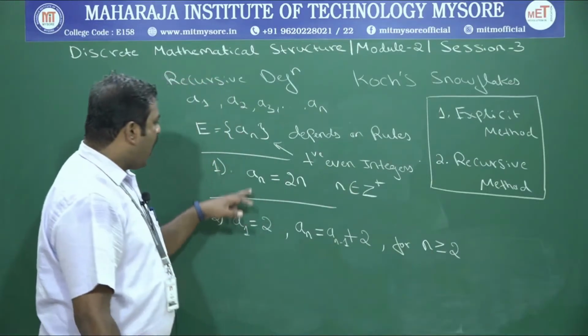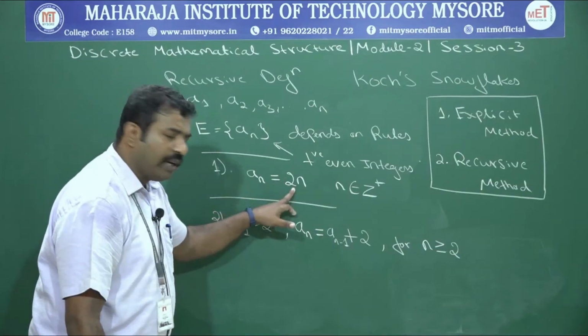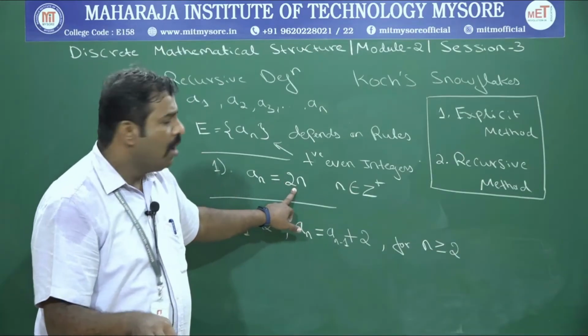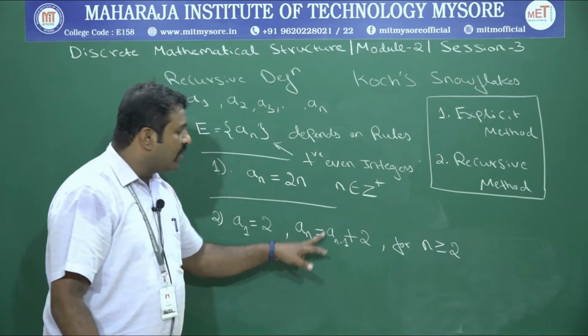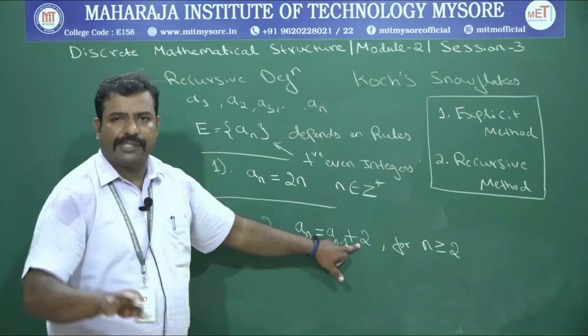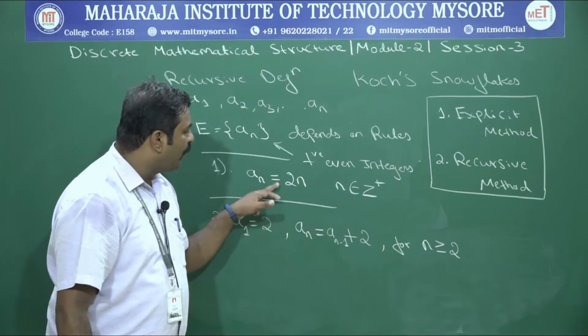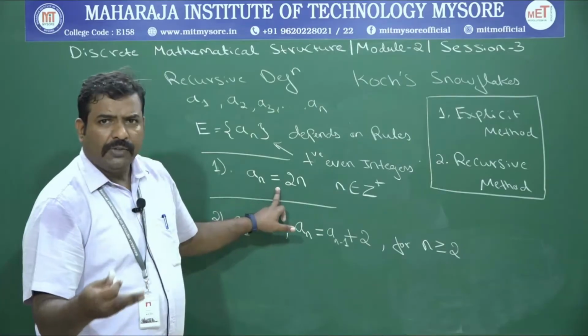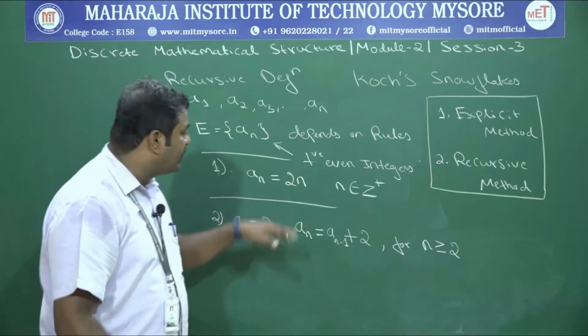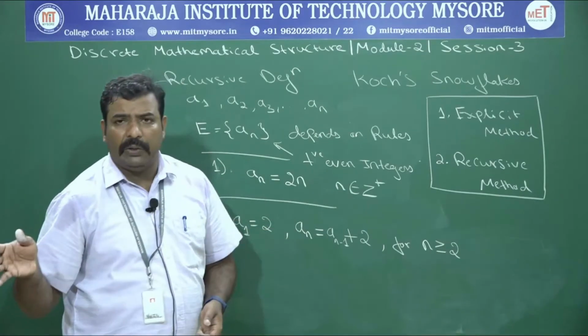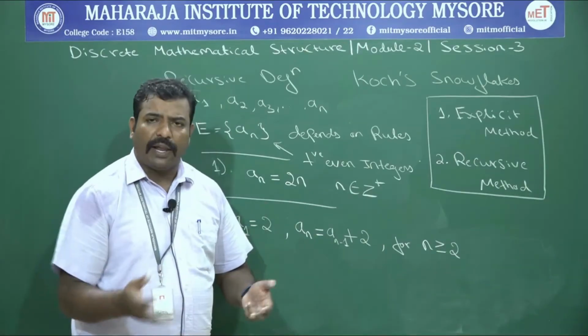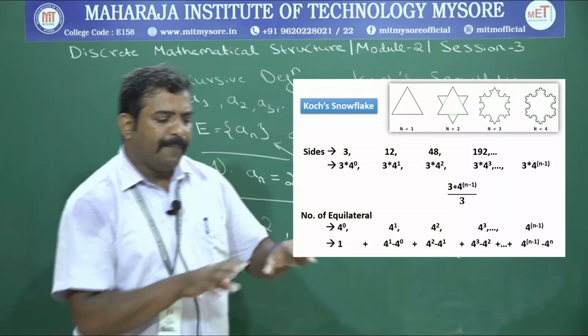Now just look at this. I'm going to have a_n equals 2n as the general form, and even a_n equals a_(n-1) plus 2 is a general form. This is in the explicit form. So when it is explicit, it doesn't depend upon the previous value. That is what I had shown you in the snowflake example.